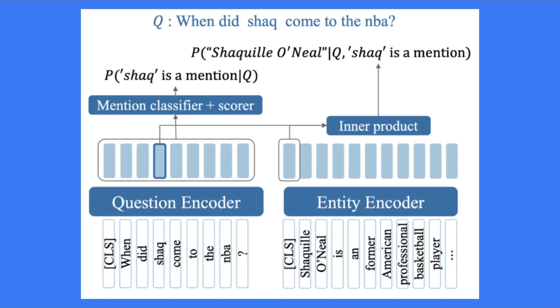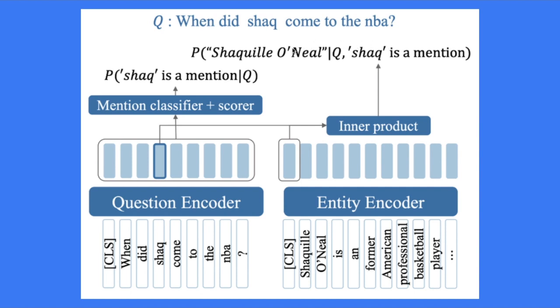So the question is, when did Shaq come to the NBA? And who is Shaq in this question? You will first run a model to detect the entity. The mention here, Shaq, is a person. At least you need to know it's an entity. Then you compare with your database. Your database will have a lot of entities, let's say maybe 100 million entities.